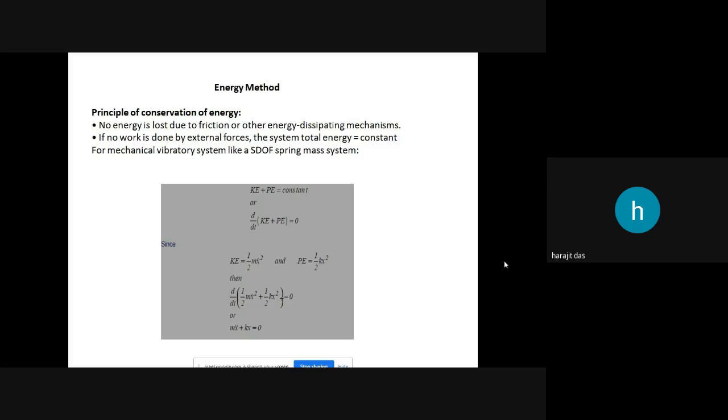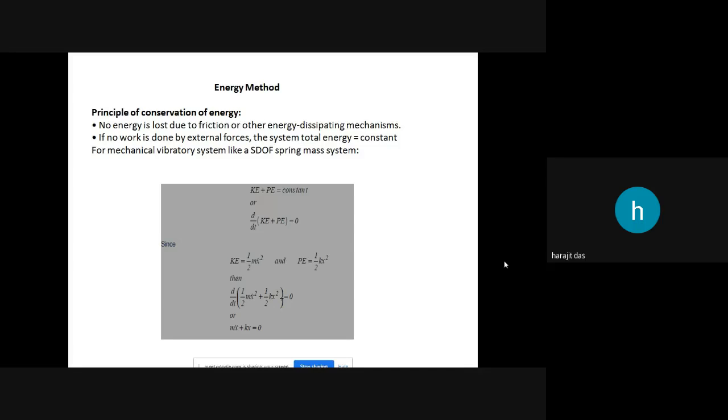In this method, we will be considering the total energy of the system, and finally we are going to find out the natural frequency. To find out the natural frequency, either we can find out the equation of motion, or directly by applying some analogy, we can find out the natural frequency for any system.